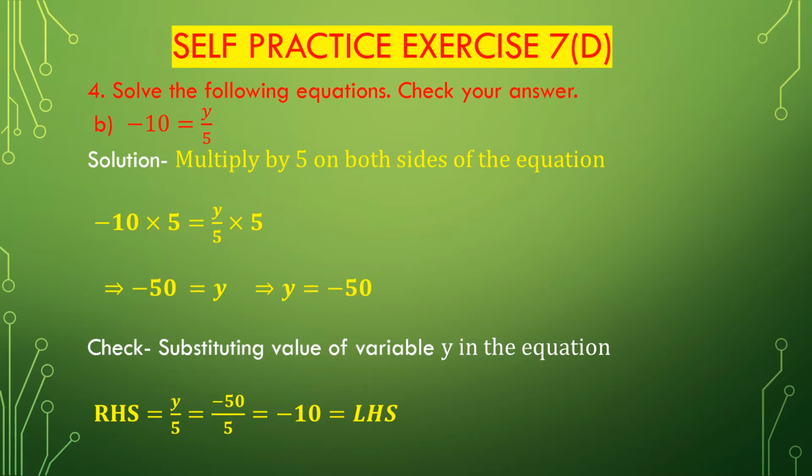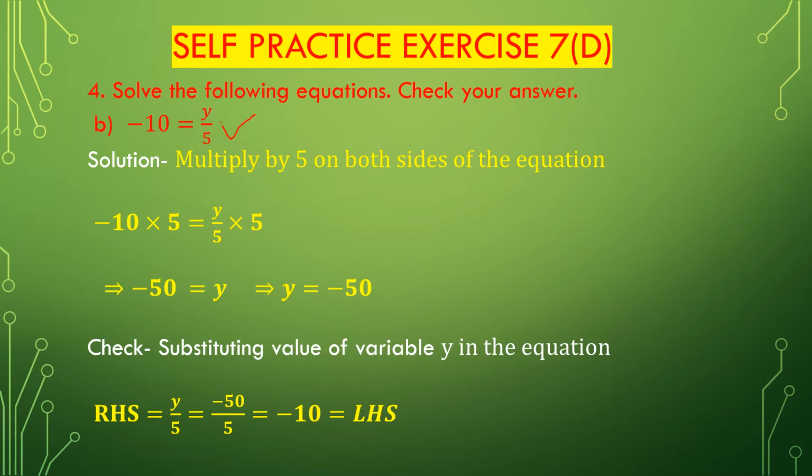Now we solve question number 4, second part B. Minus 10 equal to y divided by 5. This equation is given and we have to solve the value for the variable y. And we have to check the answer, that is substituting the value for the variable y in this equation, that is left hand side is equal to right hand side or not.